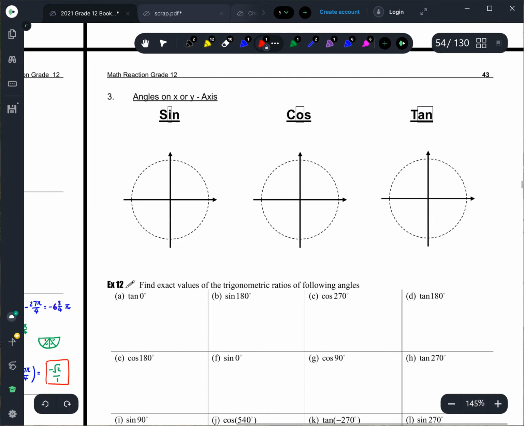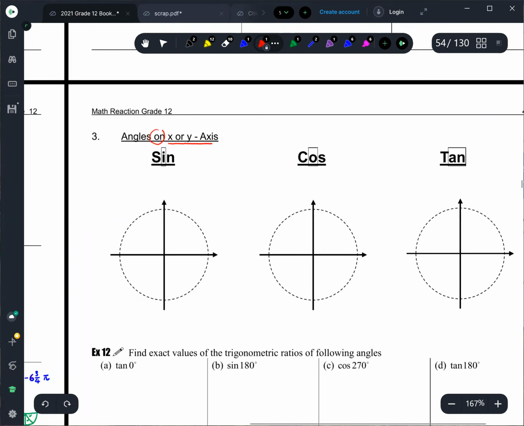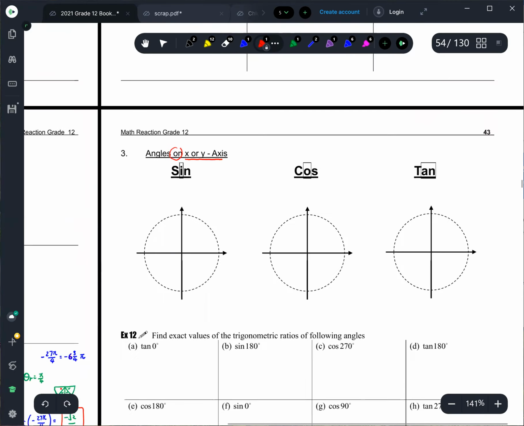Okay, so angles on the X or Y axis. Because when that happens, it's not in the quadrant, then you won't be able to see the triangles. And then the numbers for the sides will be a little bit confusing. So let's look at a picture on the top here.